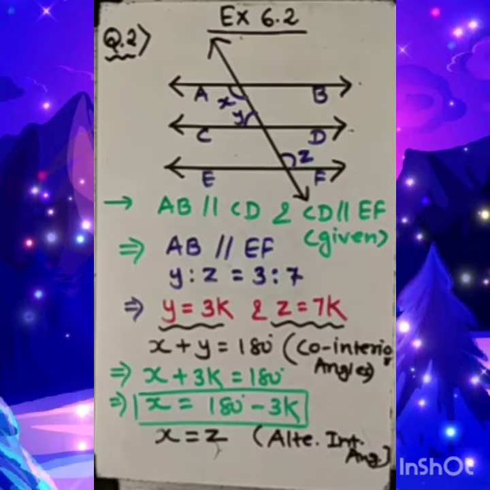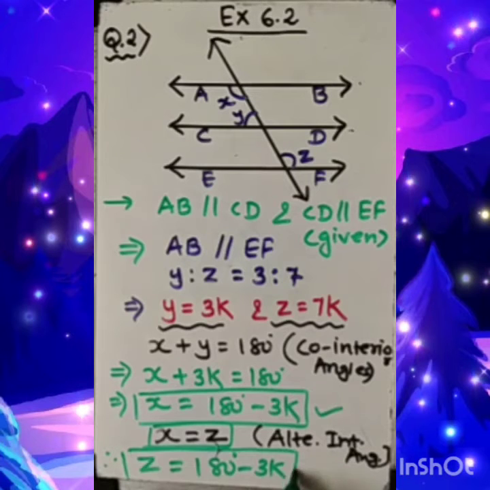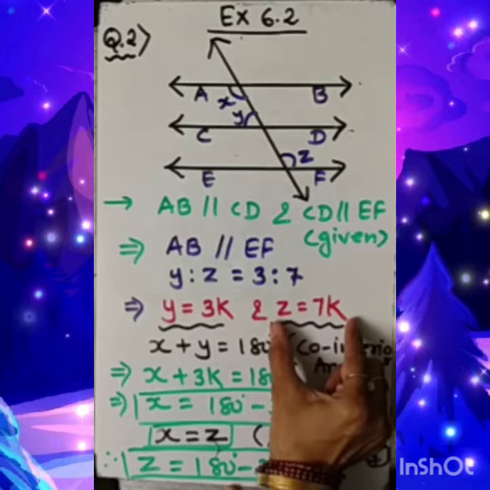Okay. Now, as the value of x, we got this 180 minus 3k. So, can I say the value of z will be the same? Reason behind that, x and z, they are equal. So the value of z will be 180 minus 3k. This is also the value of z which we are gaining in the k form. But here is one more value of z, that is 7k.